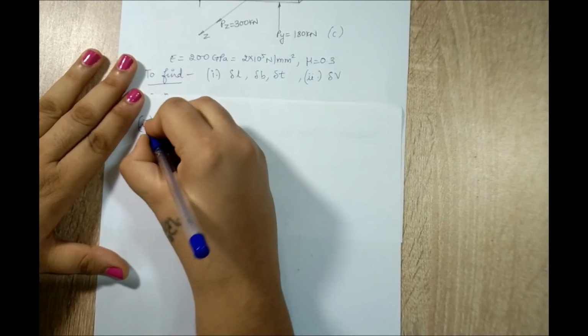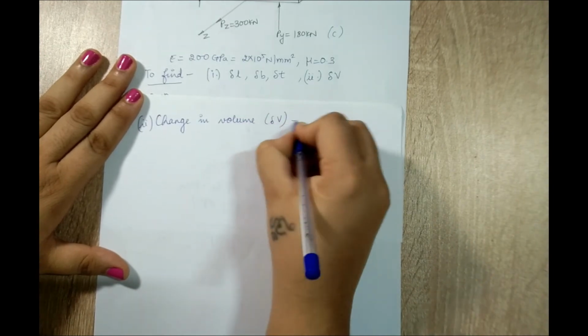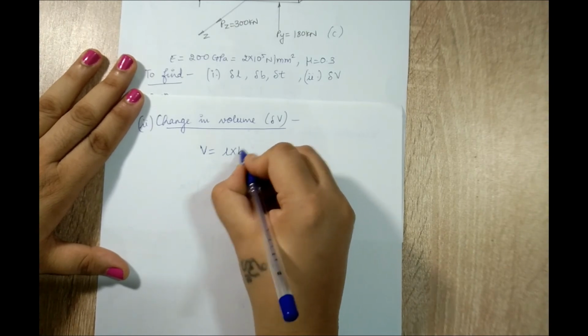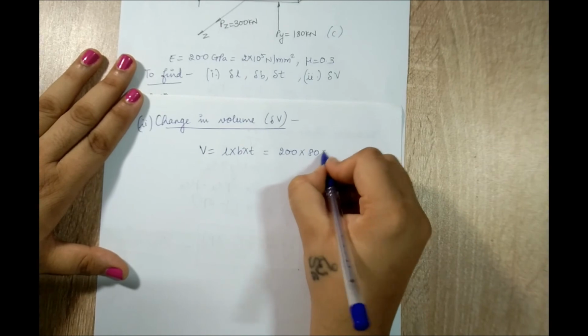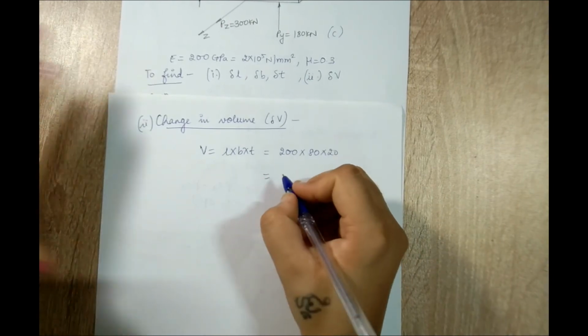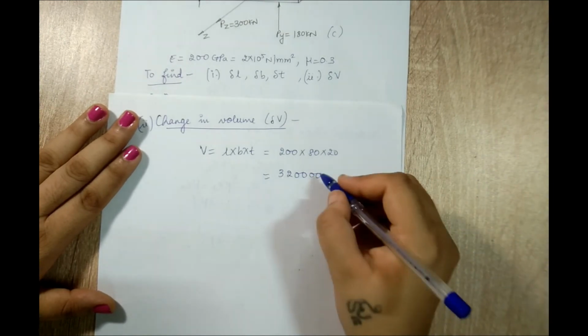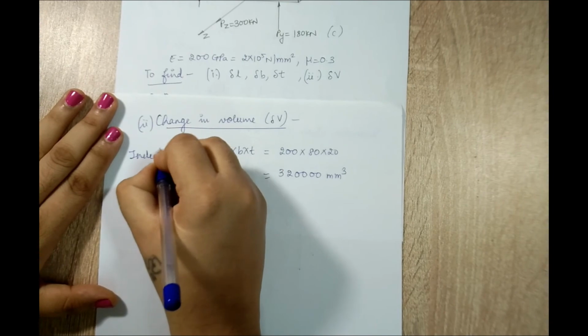The change in volume is the second one which I need to calculate, which is my delta V. For calculating volume V, I'll write down L into B into T. Length is 200, B is 80, T is 20. I get the answer as 3,20,000 mm cube. So this is my initial volume.